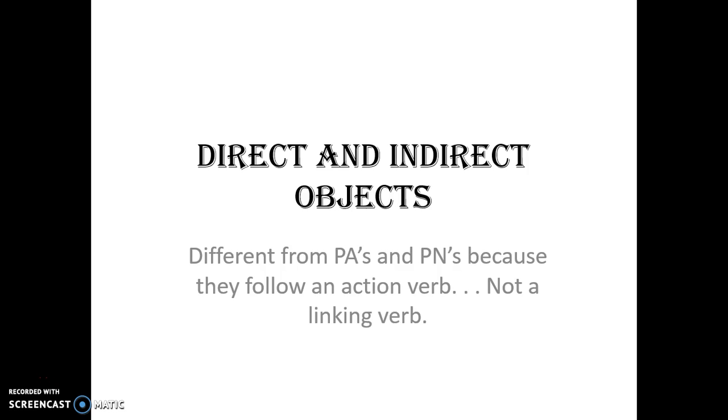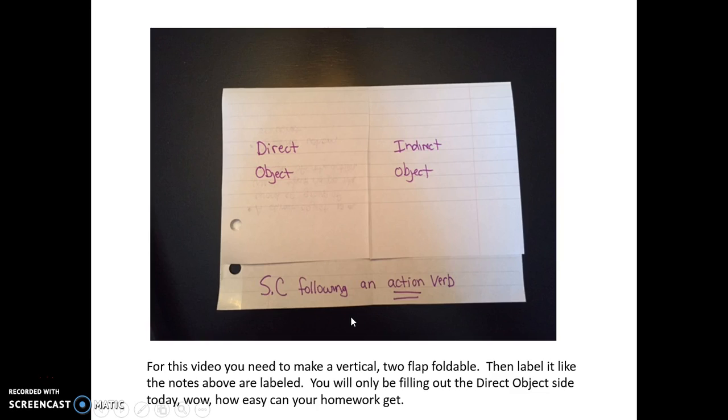Your flip video tonight is about direct and indirect objects. Since I know we're just getting back from break and you are tired from all your fabulous vacations, we're only going to talk about direct objects tonight. So you're only going to have to fill in half your foldable. You do know that they are different from PAs and PNs because they follow an action verb, not a linking verb. And here you can see it's all about that verb, as always. You have to be able to differentiate between an action verb and a linking verb. If you can't do that yet, you need to memorize your linking verbs.